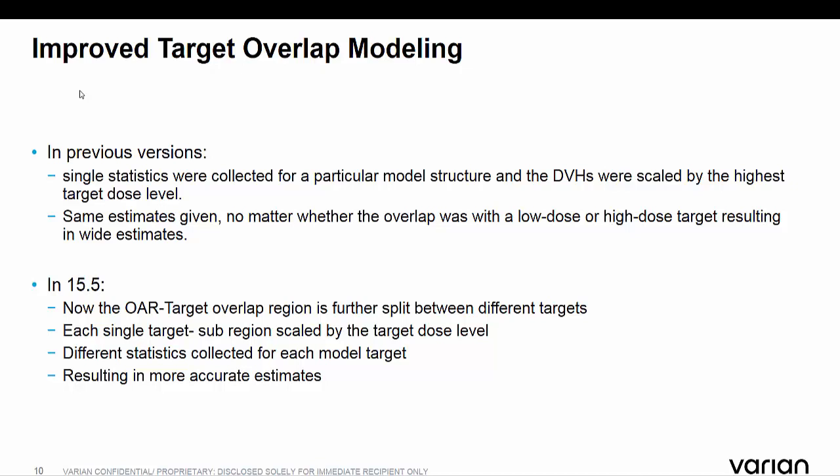To address this issue, the overlap region is divided into several subregions, one for each model target. Each of the new regions is modeled by its own mean and standard deviation model. Each single target subregion is scaled by the target dose level. In this way, the overlap of an OAR with each model target is calculated independently, resulting in more accurate estimates in this region of the OAR.